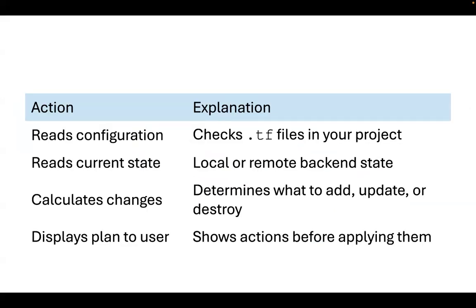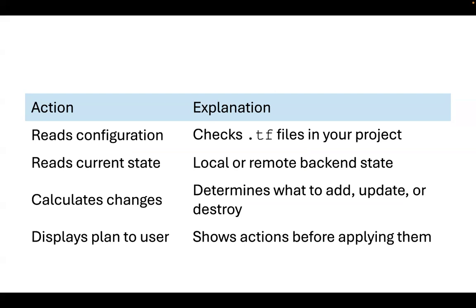So how it works, the flow is like this. First, it will read the configuration files. When you run the Terraform plan, it will check the .tf files in your project. The second step it will do is read the current state, local or remote backend state. We'll be covering this state file in detail. Right now, you understand this: there will be one state file where some details will be there about the resources which are already there on the cloud.